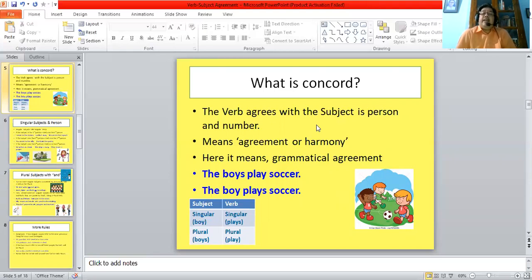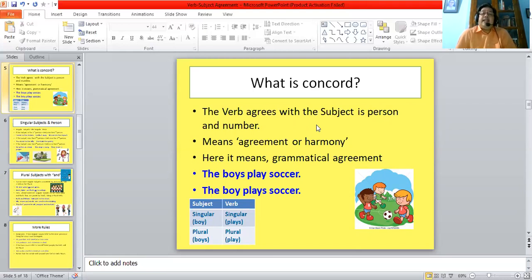Like the boys play soccer or the boy plays soccer. So, for example, the boy plays soccer. What is the verb over here? The verb is plays. What is the subject? The subject is boy, and soccer is the object. So it's a transitive verb.